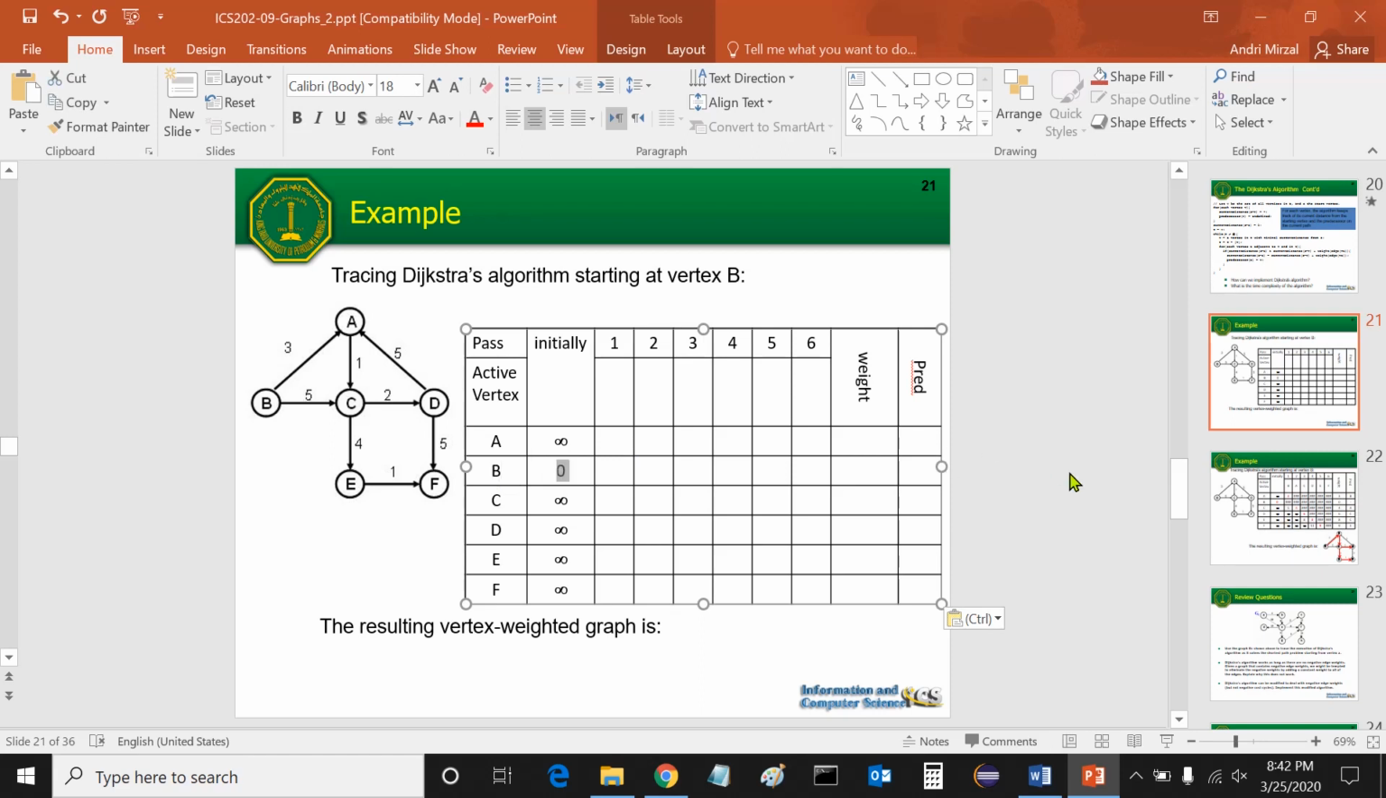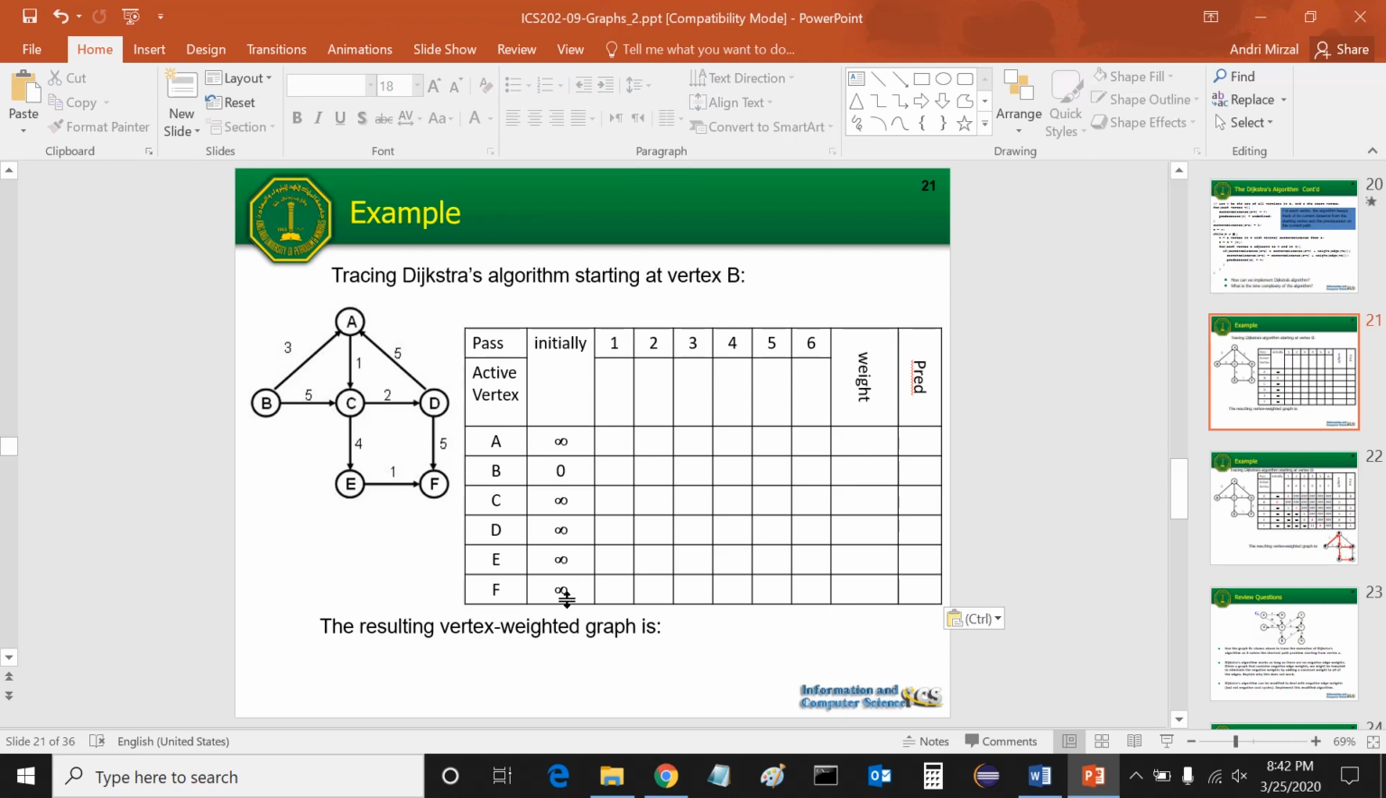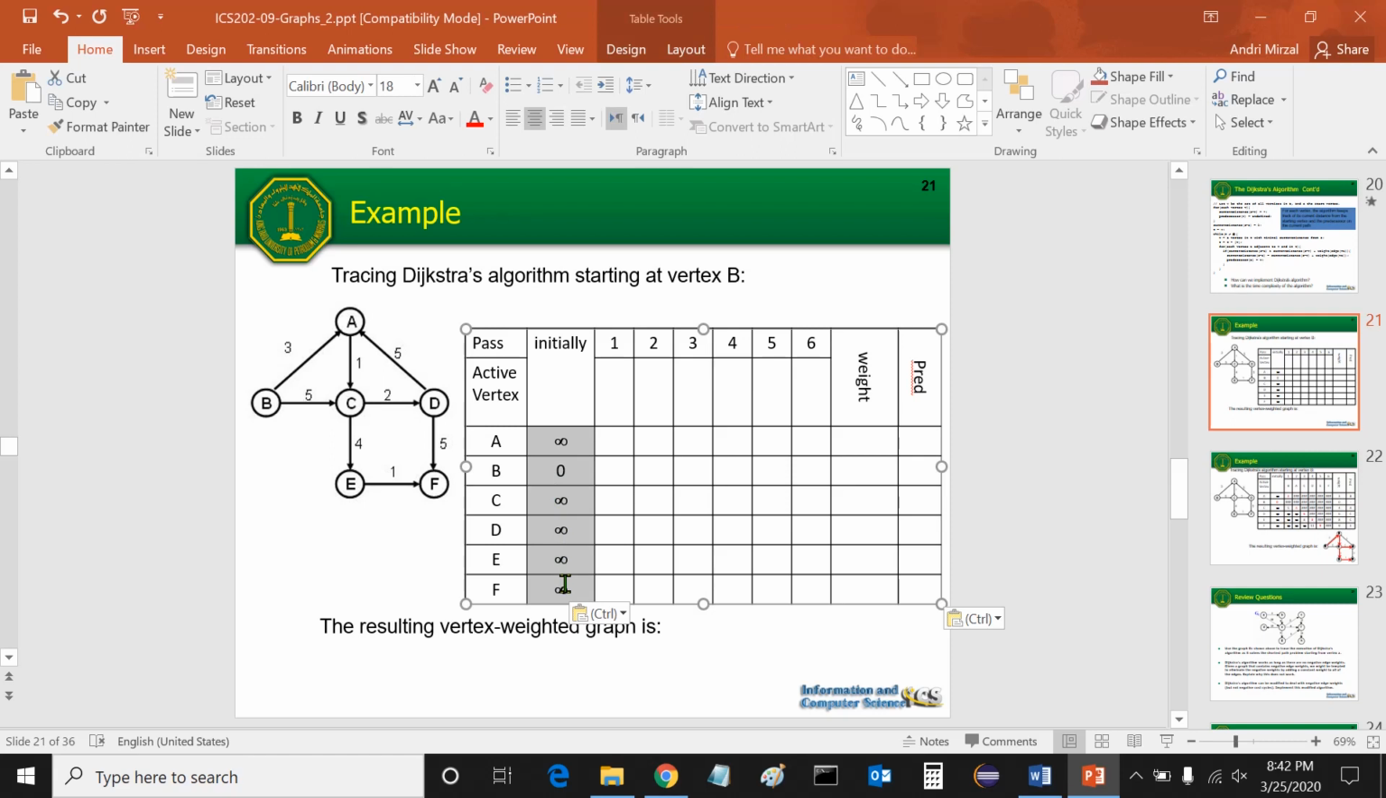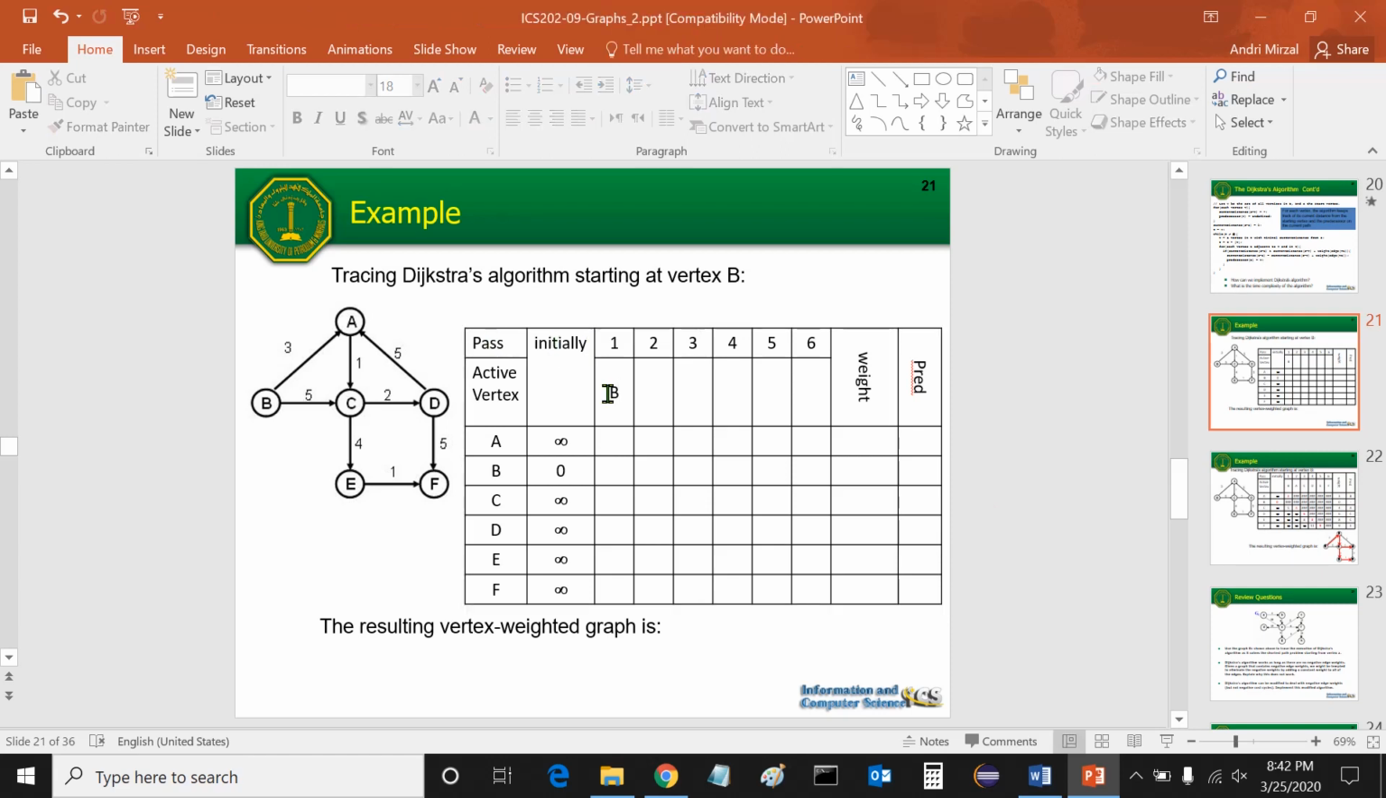Okay. Then, after you fill in this column, you need to determine the next active vertex. The active vertex will be the one with the minimum weight in this column, okay? Because the minimum weight in this case is B, then the active vertex will be B. Okay, everyone? So the active vertex will be B as in the pass 1. In the pass 1, B will be the active vertex.